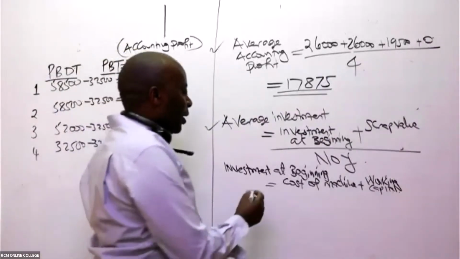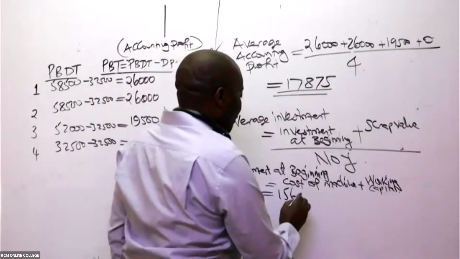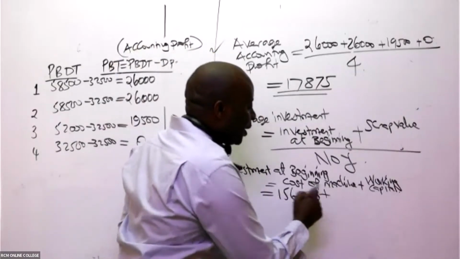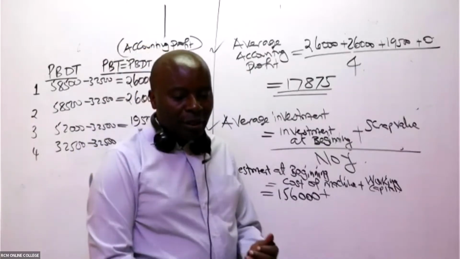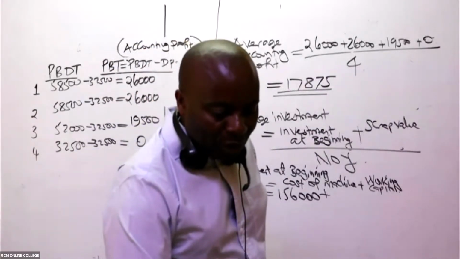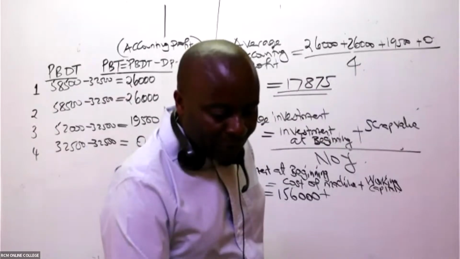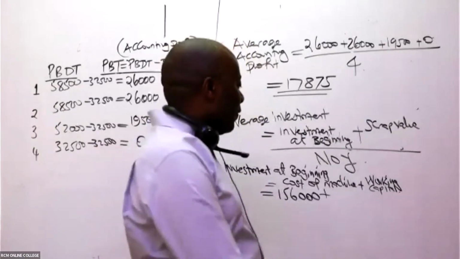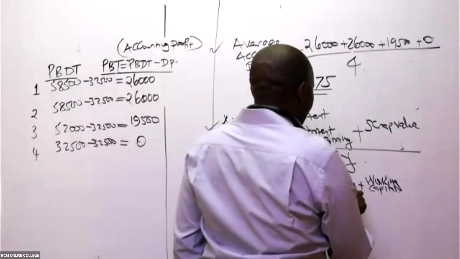So the cost of the machine, in this case here, is 156,000. Have they given us any investment in the working capital? You can see here, the additional investment in working capital is 19,500. So in this case, it will be 156,000 plus 19,500.